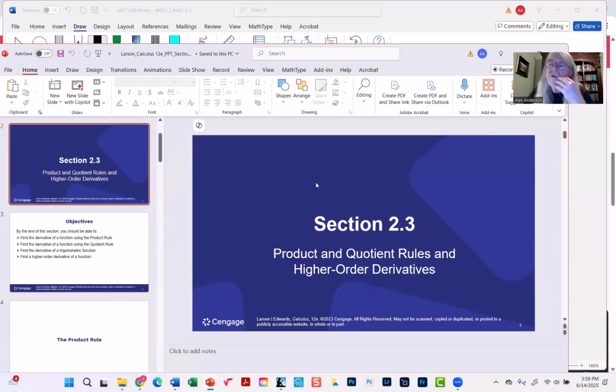Higher order derivatives, you actually can take the derivative of a function more than once. Okay, so this is where we're headed. So the next section we'll be looking at these more complicated rules, and we'll be introducing the idea of what are called higher order derivatives, the second derivative, the third derivative, et cetera. Okay, so something to look forward to, and I'll see you next time.